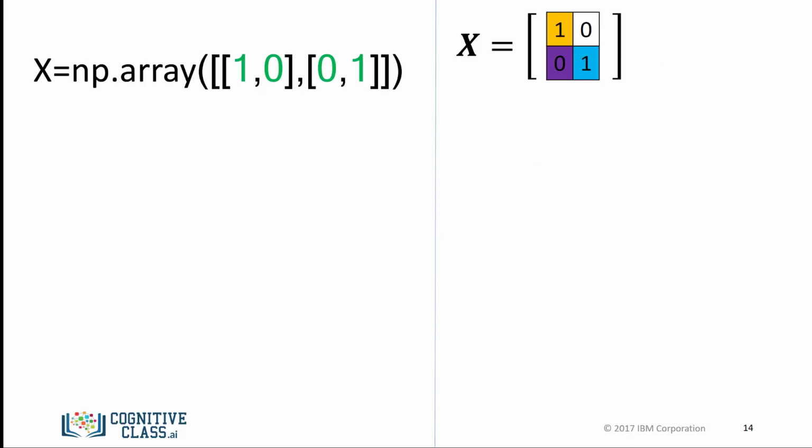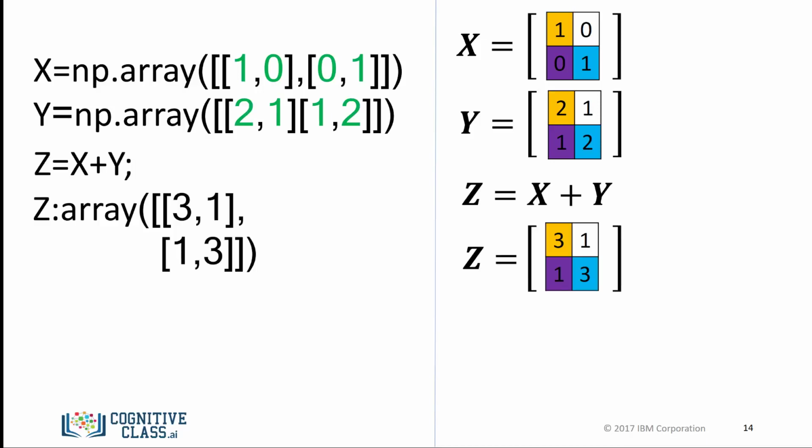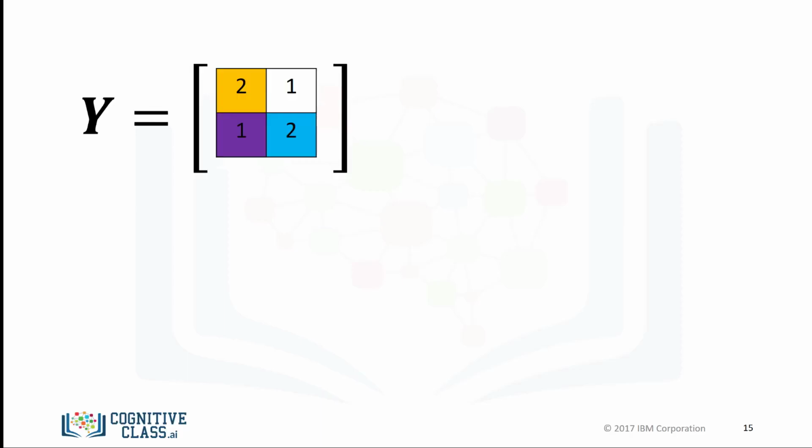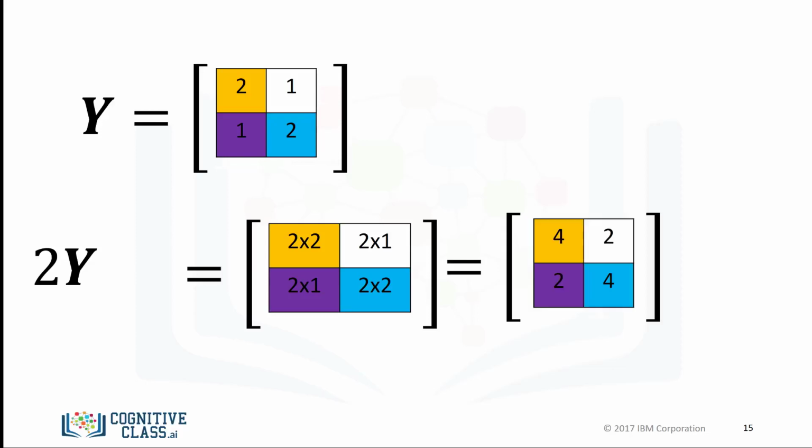To add 2 arrays in Numpy, we define the array, in this case X. Then we define the second array Y. We add the arrays. The result is identical to matrix addition. Multiplying a Numpy array by a scalar is identical to multiplying a matrix by a scalar. Consider the matrix Y. If we multiply the matrix by this scalar 2, we simply multiply every element in the matrix by 2.